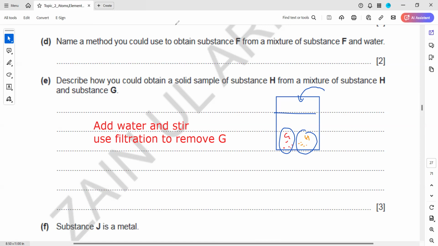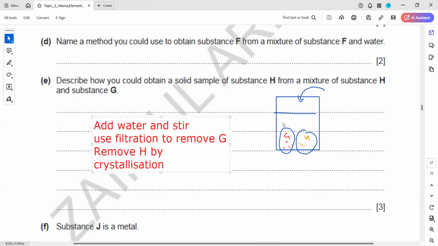So add water and filter to remove G. And then, writing G, I'm not supposed to write H. Then how will we remove H? By crystallization or distillation. Because H is soluble in water, you will use crystallization.